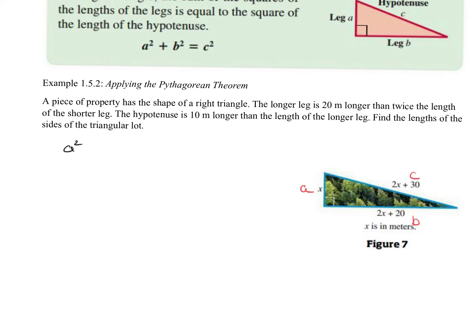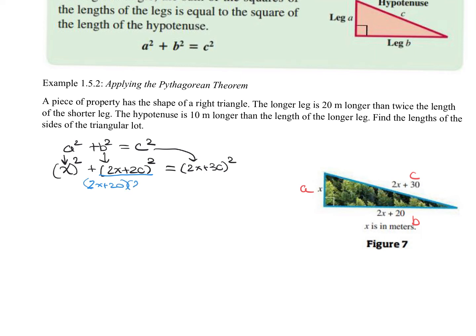So if I do a squared plus b squared has to equal c squared, A is called x, and then we square it, plus b is 2x plus 20, and then we square it, equals c is 2x plus 30, and then we square that. So before I put it all together, let's do each piece. So this piece is really 2x plus 20 times 2x plus 20, and we have to FOIL that.